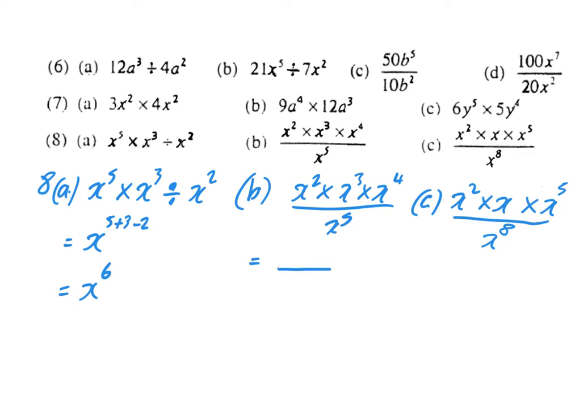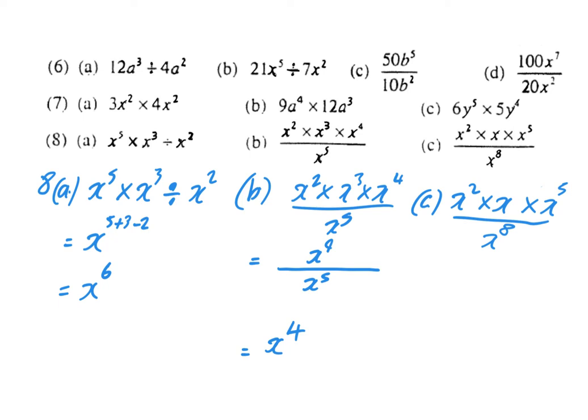Okay, in part B, with one like this, the good thing to do is to sort out the numerator and then sort out the denominator and then find your overall answer. So the numerator, you have got x squared times x cubed times x to the power of 4. X squared times x cubed, you would add those powers, that would give you x to the power of 5. And then multiply by x to the power of 4 would give you x to the power of 9. And your denominator is just x to the power of 5. So you've now got x to the power of 9 divided by x to the power of 5. And you subtract the powers, giving you an answer of x to the power of 4.